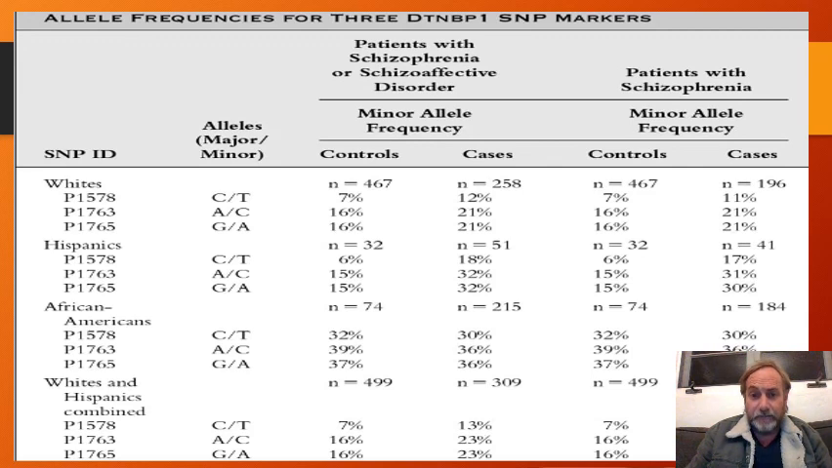We'll see what percentage of the controls had that polymorphism, and what percentage of the cases, meaning people with the diagnosis, schizophrenia or schizoaffective disorder, had that particular polymorphism. And you can see, just look at the column where it says patients with schizophrenia or schizoaffective disorder. The percentages in the controls tend to be lower.